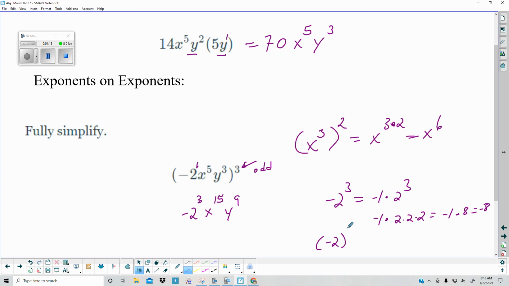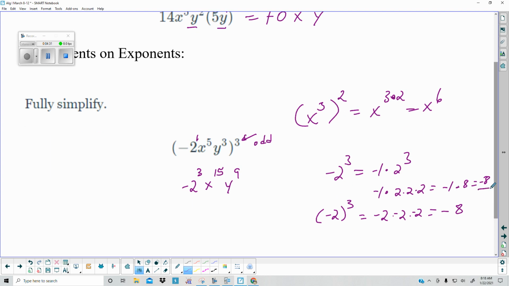If it's in parentheses, that's saying negative 2 times negative 2 times negative 2. Sorry, there are an odd number of negative signs, so it's negative 8. You get the same answer. When your exponent is odd and the base is negative, it doesn't matter if it's in parentheses or not. But when it's even, it does matter. Okay, so we'll talk more about that in a bit. So your final answer is negative 8, x to the 15th, y to the 9th.